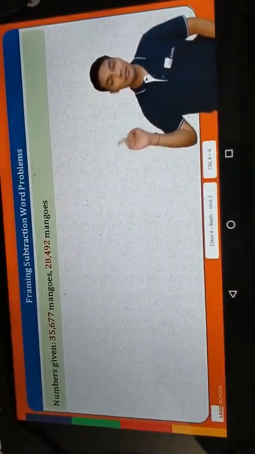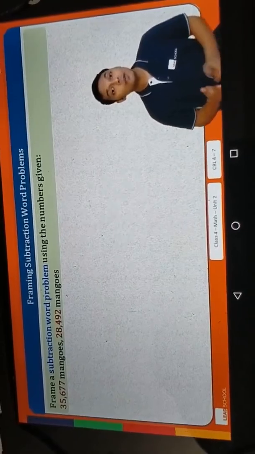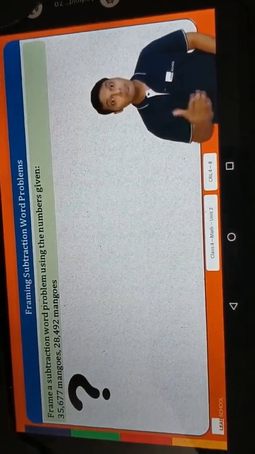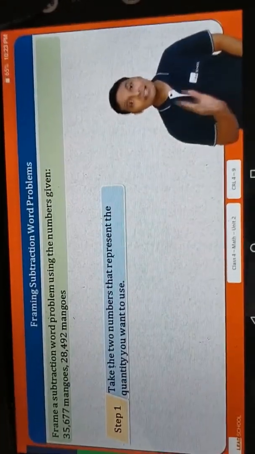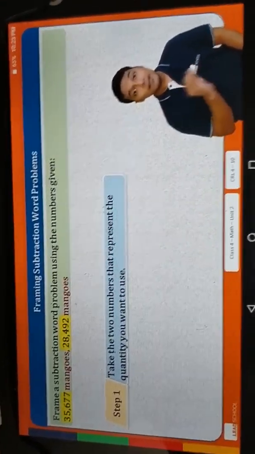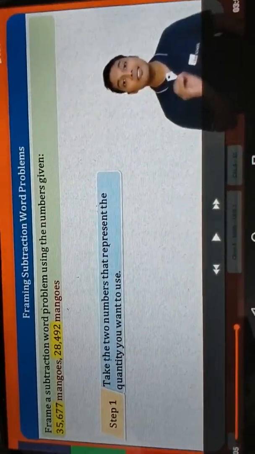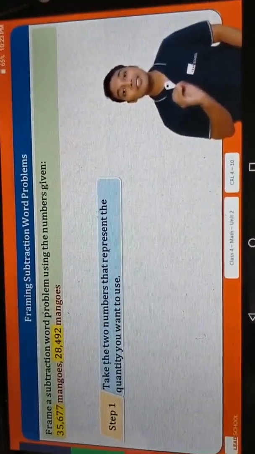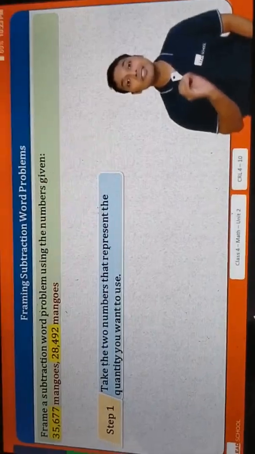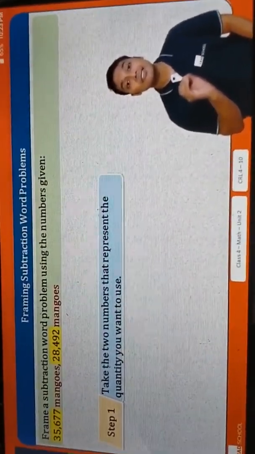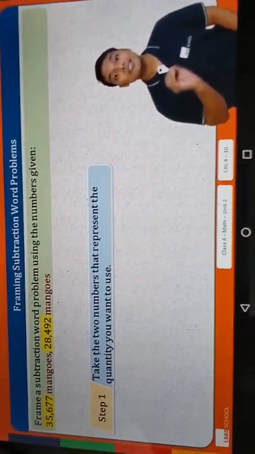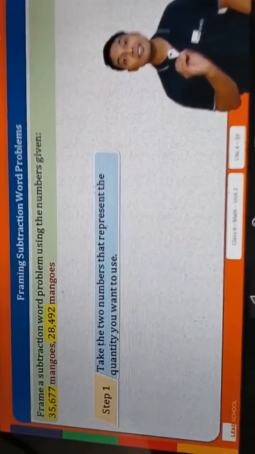Here are the 2 numbers given to us. Let us use them to frame a subtraction word problem. Do you remember the first step to frame a word problem? Take the 2 numbers that represent the quantity we want to use. Okay students, in the previous CRL we watched addition framing word problems, right? But here we have to find the subtraction word problems.